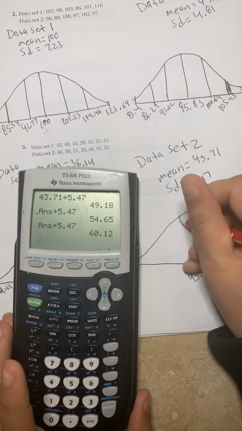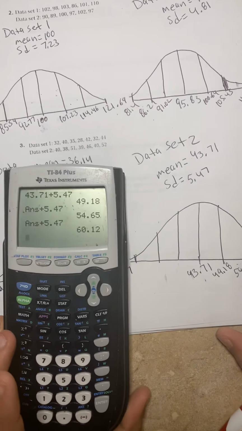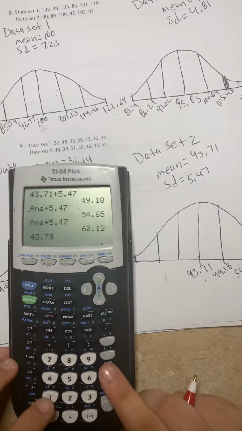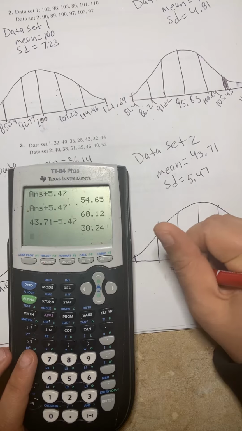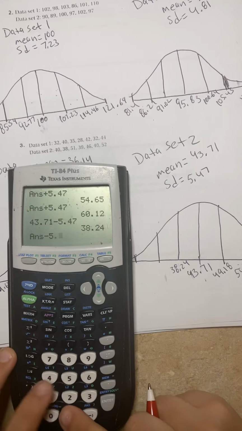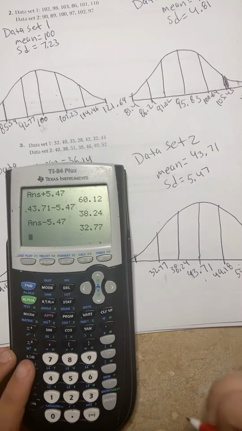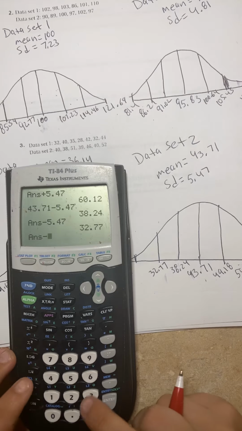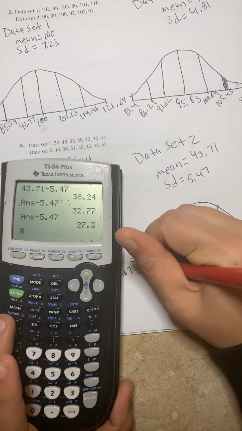And again, we're going to subtract three times to get our other three points. So 43.71 minus 5.47 gives me 38.24. Minus 5.47 gives me 32.77. And then minus 5.47 gives me 27.3.